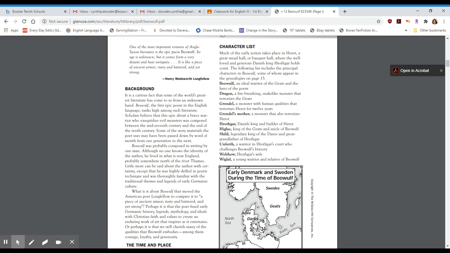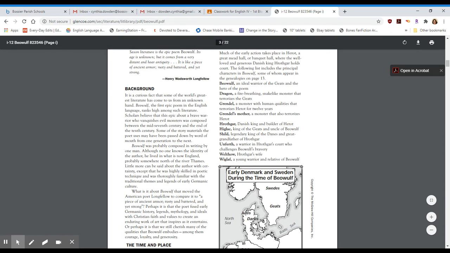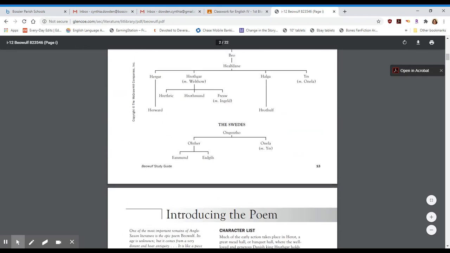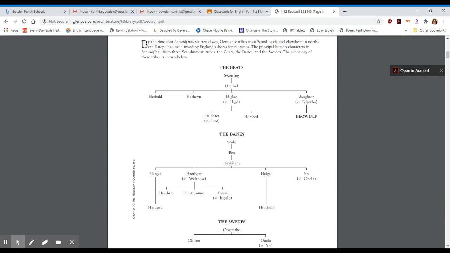And we've been talking about heroes. That's what our last class focus was on. And so that's what we're going to apply to Beowulf as we read his story. Okay, let's back up and take a look at the characters with this chart.